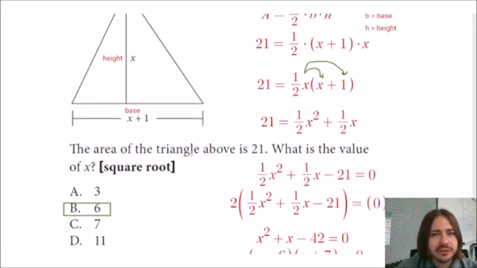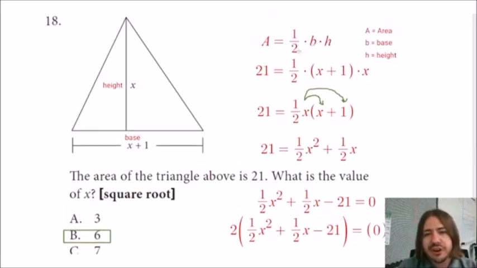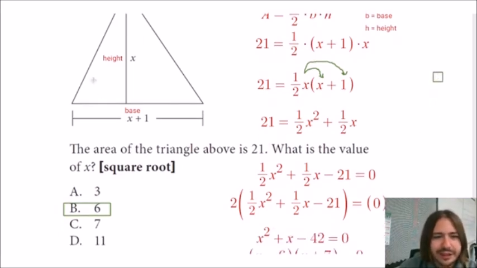Just plug in the answer choices and see which one works. These numbers are pretty small, so it shouldn't take too much time to do 1/2 times 3 times 4, 1/2 times 6 times 7, 1/2 times 7 times 8, and 1/2 times, what was the last one? I think it was 11, but let me double check. Yeah, 11. So 1/2 times 11 times 12, and see which one ends up equaling 21.